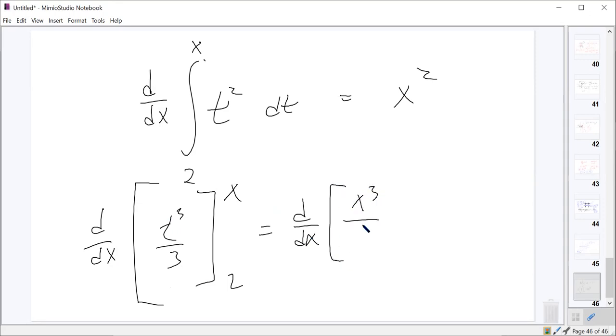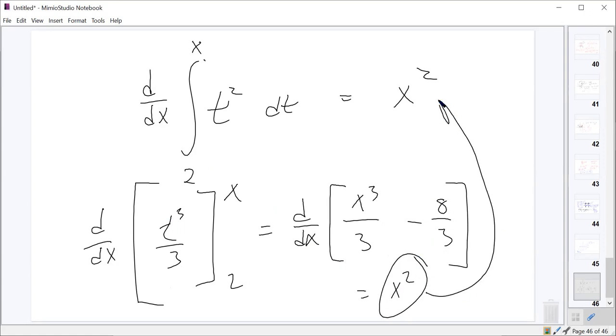So that becomes x cubed over 3 when I plug in the x, minus 8/3 when I plug in the 2. And then when I take the derivative of this, what's the derivative of 1/3 x cubed? It's x squared. And what's the derivative of minus 8/3? It's 0. Doesn't matter what this lower limit constant is, as long as it's a constant. When you take the derivative back of this, it goes away.